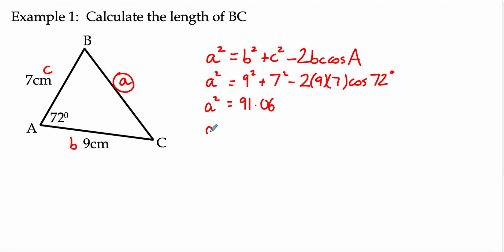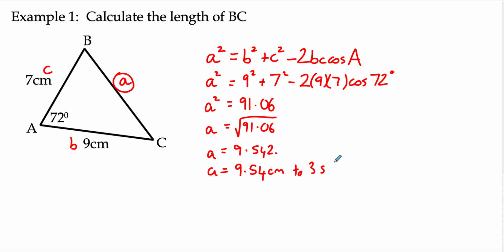Just like Pythagoras' theorem, of course, we've got A squared, so A itself is going to be the inverse operation. We want to undo the square sign, so we've got a square root of 91.06, which according to my calculator is 9.549 and so on. I'll round it to 3 significant figures: 9.54 centimeters. If it doesn't say 3 significant figures, that is a good one to work to.